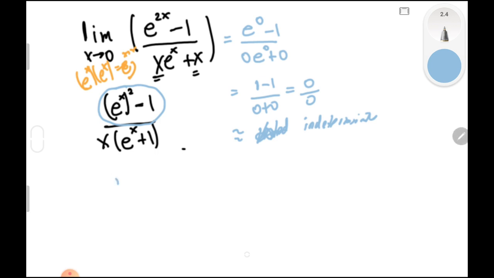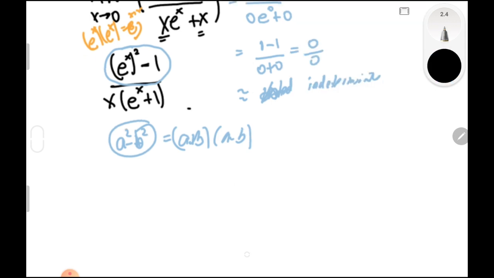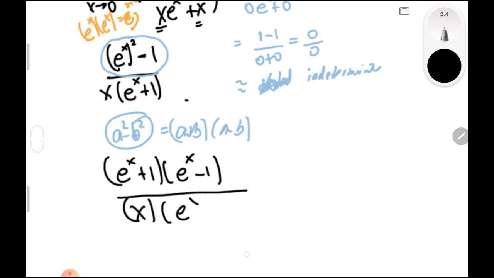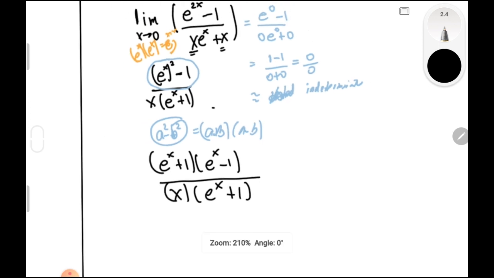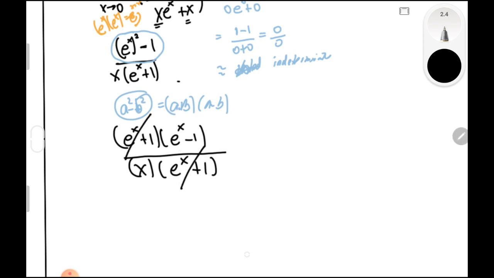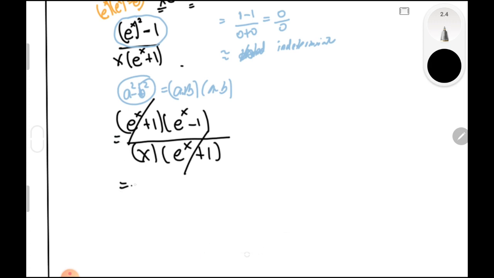Okay? By our a squared minus b squared, which is equal to a plus b multiplied by a minus b formula of our special product. Okay? So, therefore, we'll have a value of e raised to x plus 1 multiplied by e raised to x minus 1 divided by x multiplied by e raised to x plus 1. So, after this, we will cancel out your e raised to x plus 1 because it is just equal to positive 1, diba? Any number divided by itself is equal to 1. So, we'll have a value of e raised to x minus 1 divided by x.